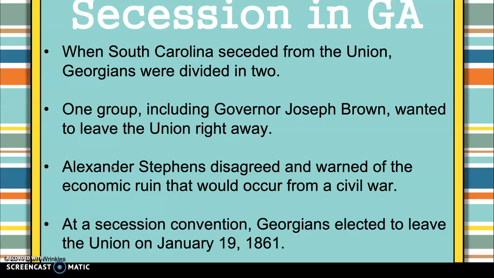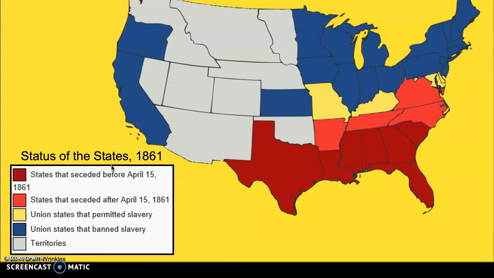Georgia's kind of divided on the matter. The governor wants to leave the Union right away, whereas Alexander Stephens disagrees and warns what would happen to their economy from the Civil War. However, on January 19th, 1861, they vote to leave the Union.